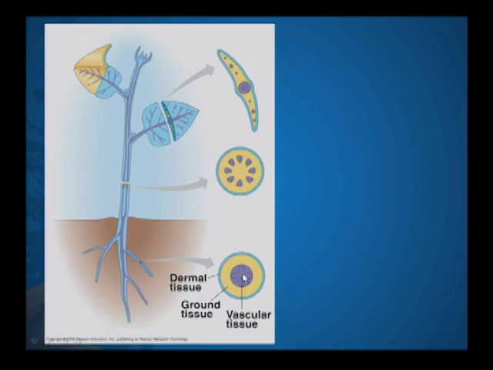In roots, we tend to see the vascular tissues in the center of the root in what we call a vascular cylinder. In stems, we'll see the vascular tissues arranged around the periphery of the stem, either in bundles or sometimes in rings, as we see in trees. And in leaves, most of the time, it's a linear arrangement of the vascular tissues. So the veins of a leaf would be the vascular tissues.